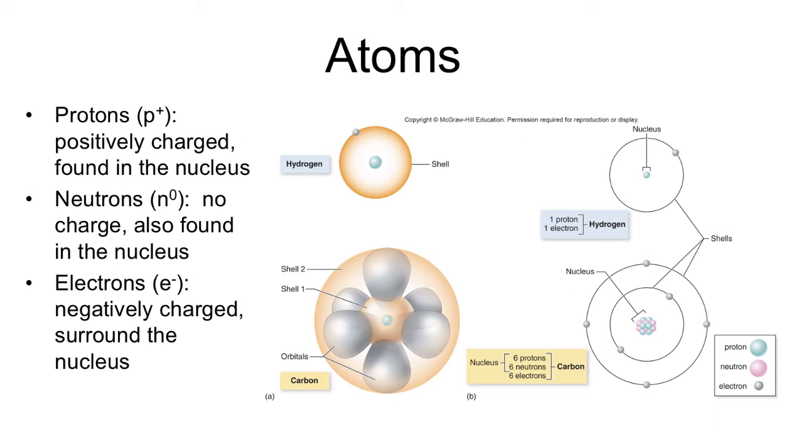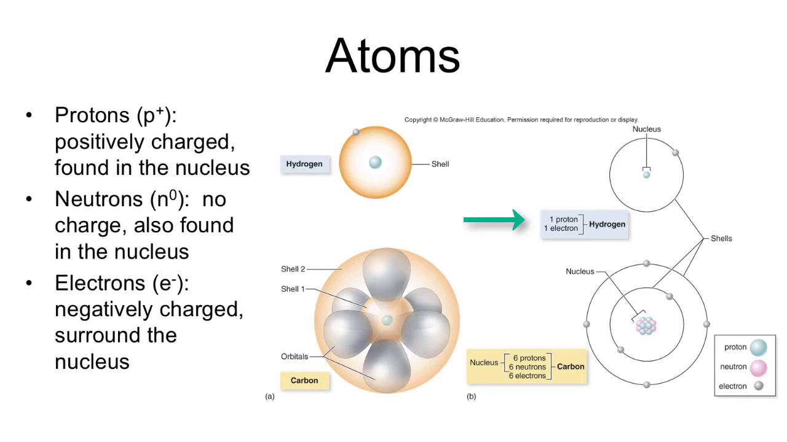Atoms are made up of three different kinds of particles. The first one is protons. These are positively charged and they're found in the nucleus. Neutrons are also found in the nucleus, but they don't have any charge to them. And electrons are negatively charged, and they are orbiting around the nucleus in things called shells.